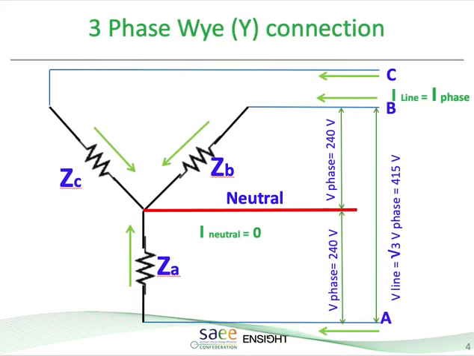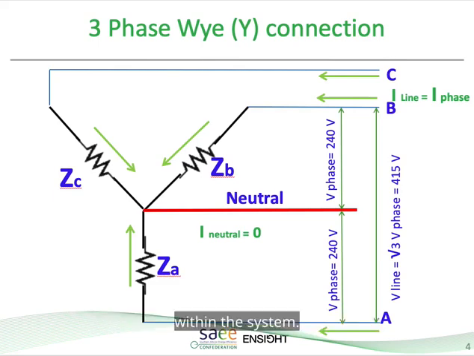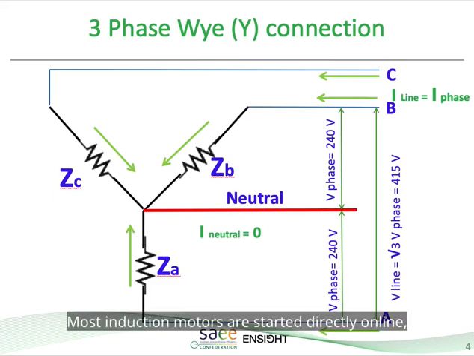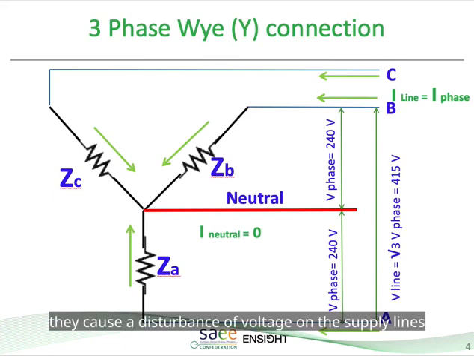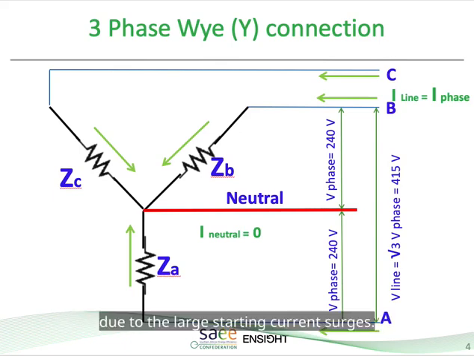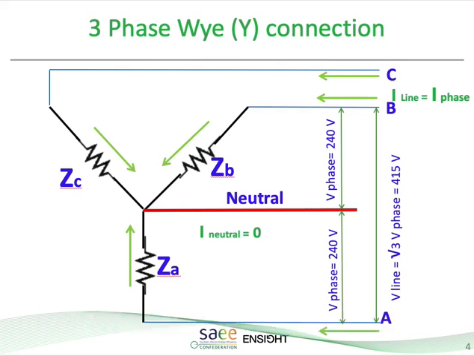Next, we discuss the three-phase star connection. The main difference is the neutral line within the system. Most induction motors are started directly on line, but when very large motors are started that way, they cause a disturbance of voltage on the supply lines due to the large starting current surges. So to limit the starting current surge, large induction motors are started at reduced voltage and then have full supply voltage reconnected when they run up near the rated speed. This is a reduced voltage starting method.